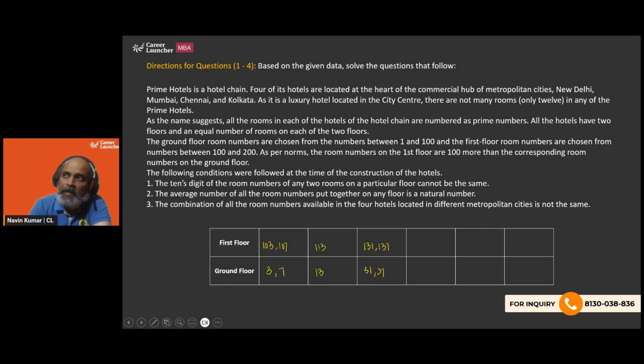167 is also a prime number. It's not divisible by 2, 3, 5, 7, 11. So 67 and 167. So only one in the 60s.